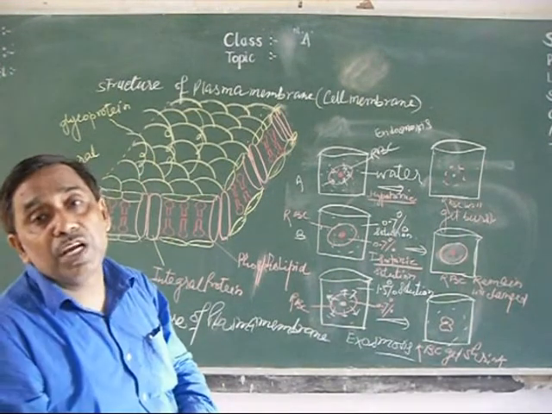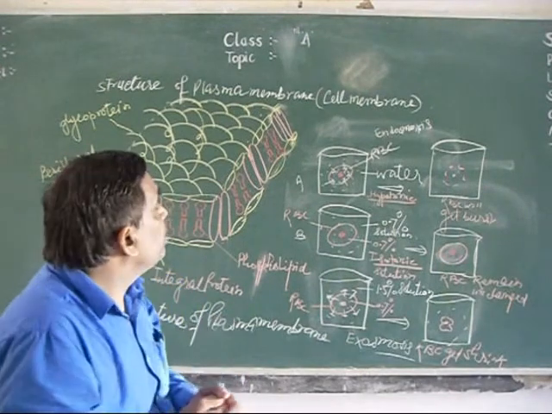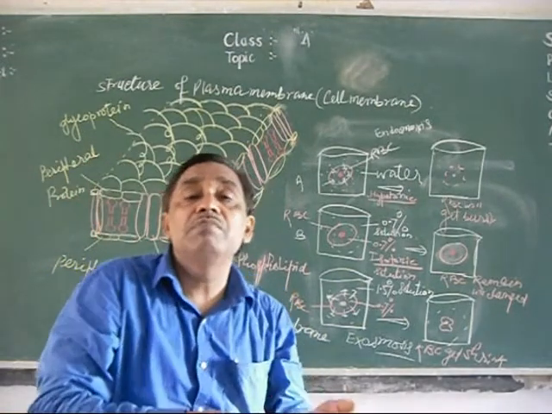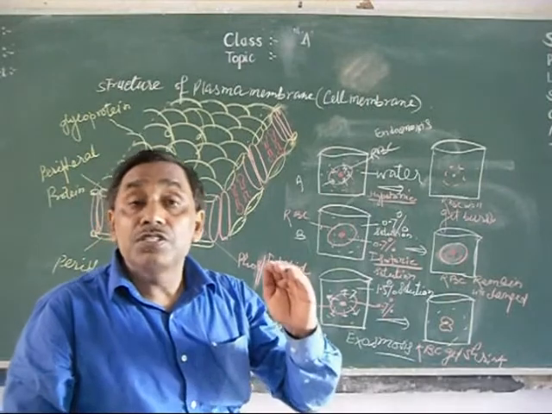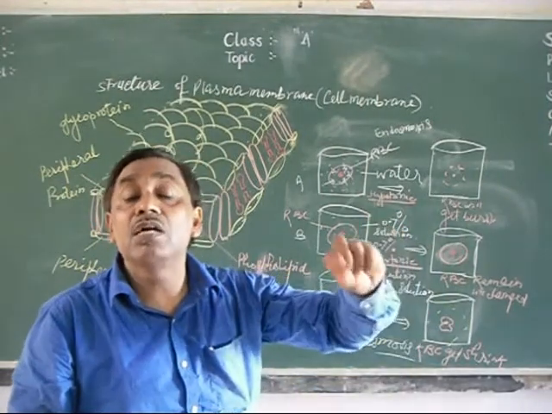On the basis of the nature of the plasma membrane, it is of three types. Permeable membrane: some membranes allow any molecule to pass across them. Selectively permeable membrane: some membranes allow only selective molecules to pass, not others.